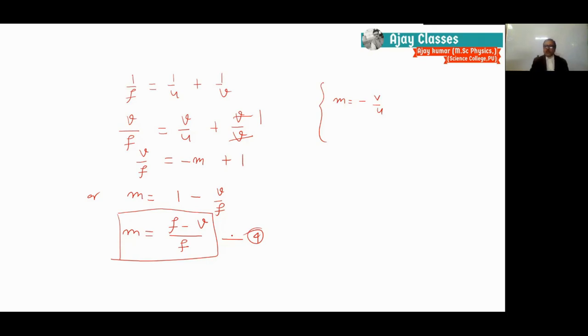So there are so many utilizations of the magnification produced by the mirror, and different questions are also given on such types of formulas. We will show this later on in the next relation.